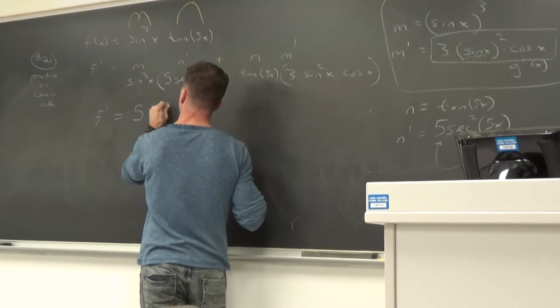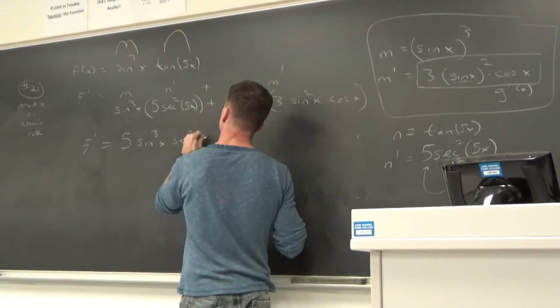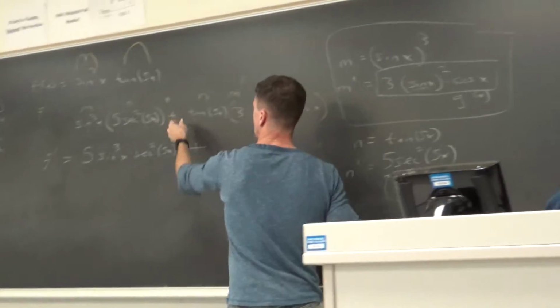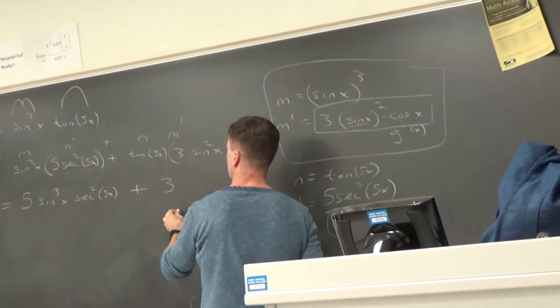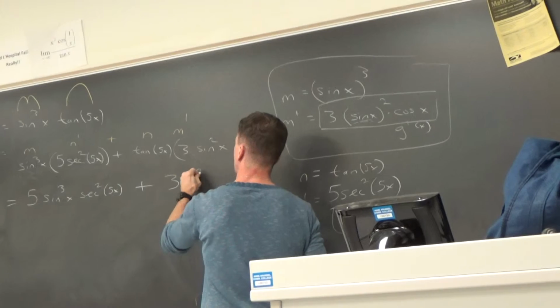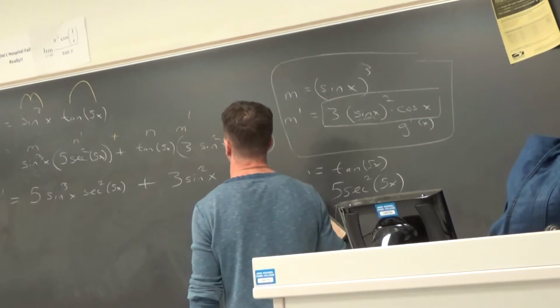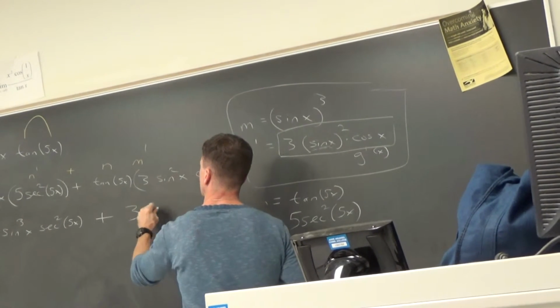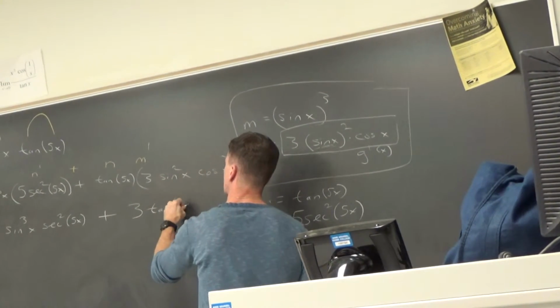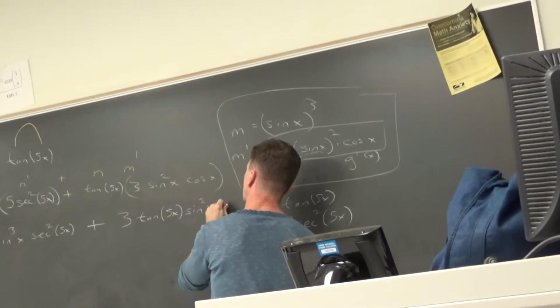And the final answer, I'm just going to put the 5 out in front of all that stuff. 5 times sine cubed x times secant squared of 5x. There's the plus, then there's a 3. 3, and you could do what? Sine squared x, there's a tangent 5x, and there's this cosine x. Well, it really doesn't matter the order. I'll do that, then I'll do that, then I'll do that.